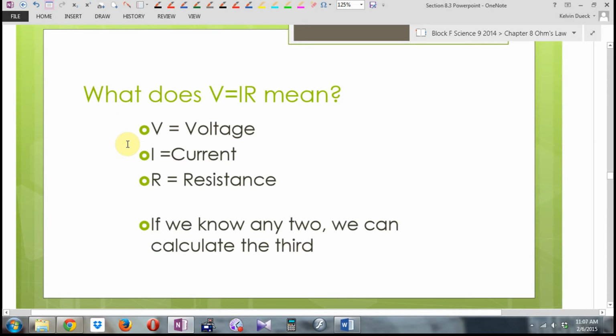What does V equals I times R mean? The blank you can fill in. If we know any two, we can calculate the third. If I know two, I know three. If I know two of these, I know three of these.